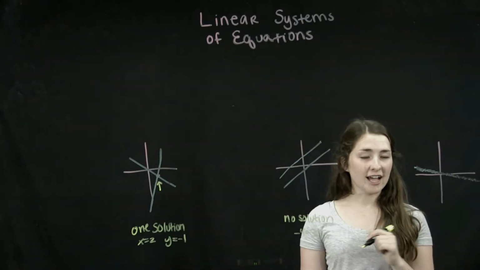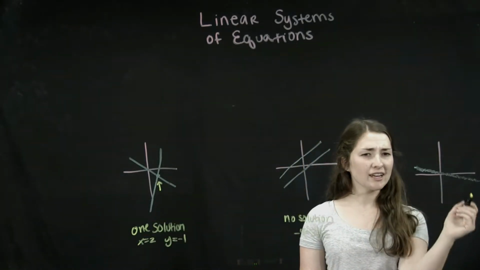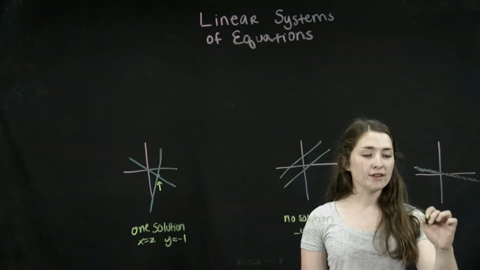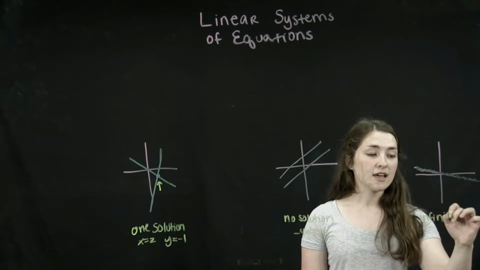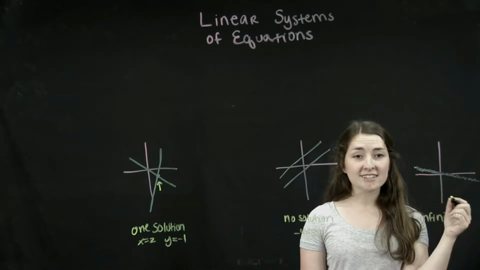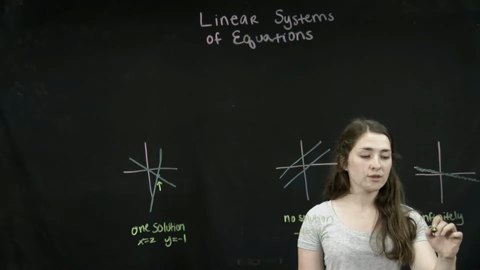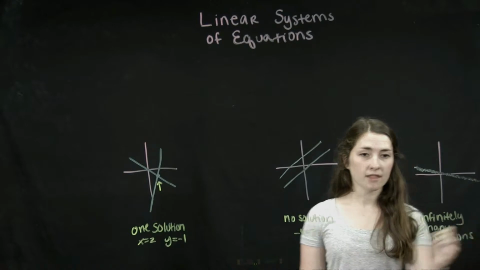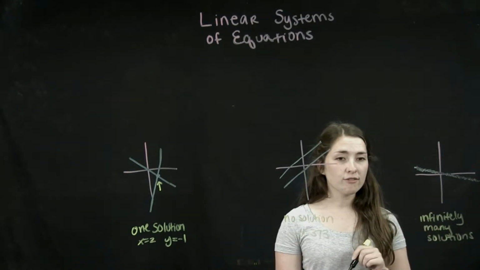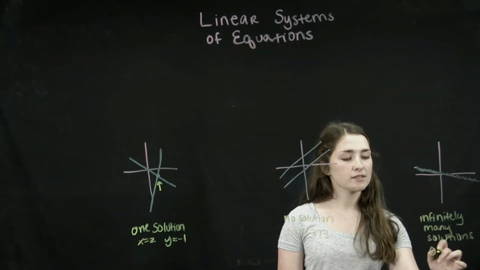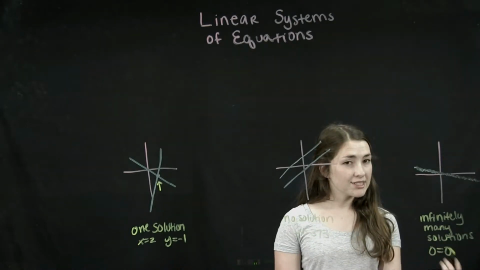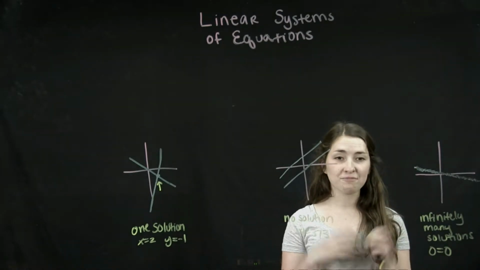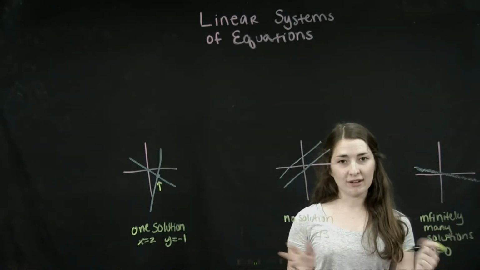Now if we look here at our last example, you'll see that we graphed our first line, and then when we were graphing our second line, wow, it's the exact same line. This means that we have infinitely many solutions, because our first line intersects the second line at every single point. If we were to solve this algebraically, we might come up with something like this: 0 equals 0. And when does 0 equal 0? Always. So when does this line intersect the other line? Always. So this will tell us, hey, we have infinitely many solutions.